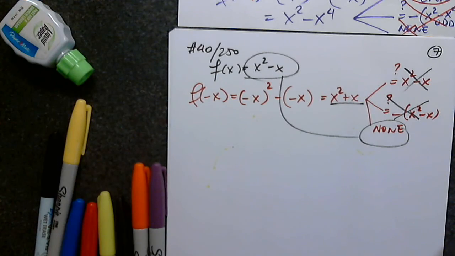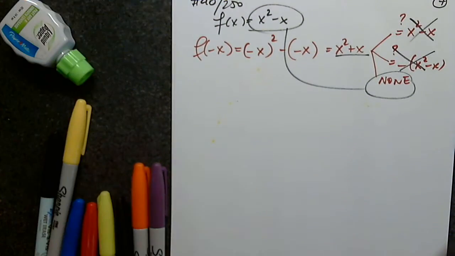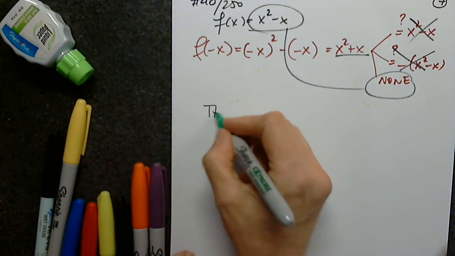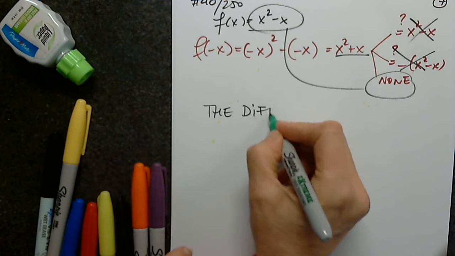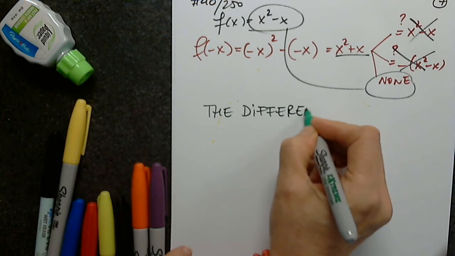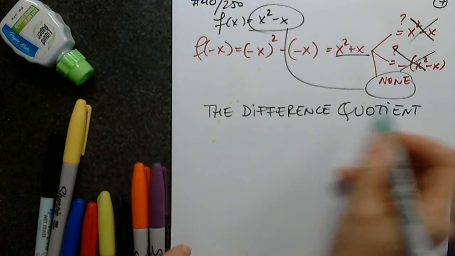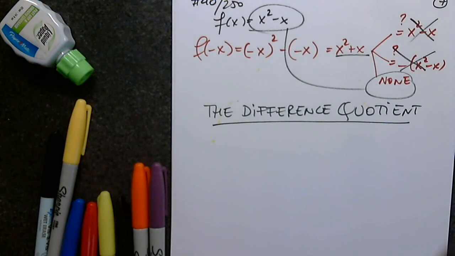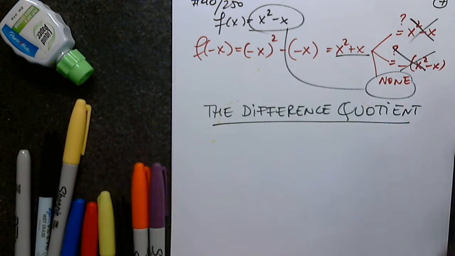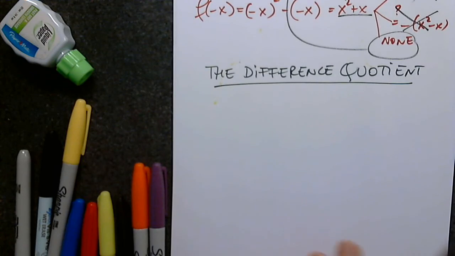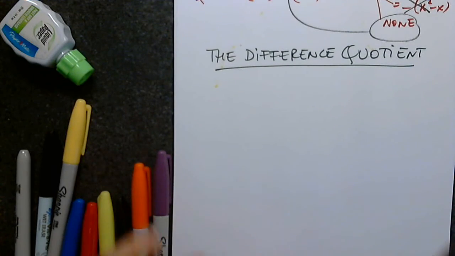Questions? Okay, one more item for today. It's called the difference quotient. The difference quotient. Okay, so let's start slowly, and then step by step I will explain what it means. Let's look at a function.